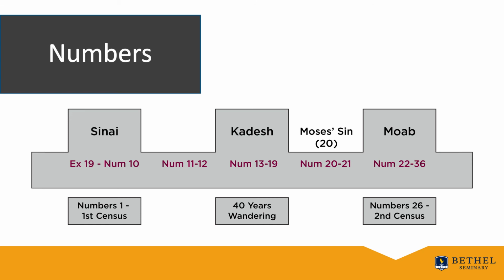This book shows how the Israelites moved from Sinai to Kadesh and Moab, as indicated in the diagram. The book title Numbers comes from the Septuagint due to the two censuses in chapters 1 and 26. The first census in chapter 1 aims at counting the number of men who can enter the promised land to fight, whereas the second census in chapter 26 aims to count the number of people in order to allocate the land among the 12 tribes when they enter the promised land.